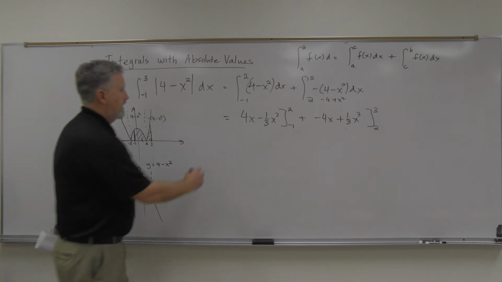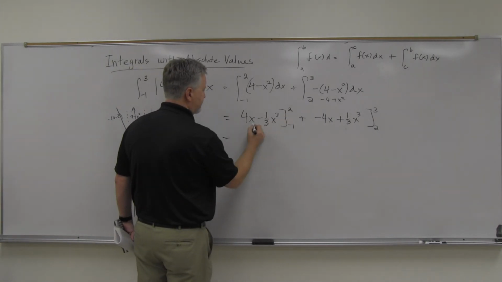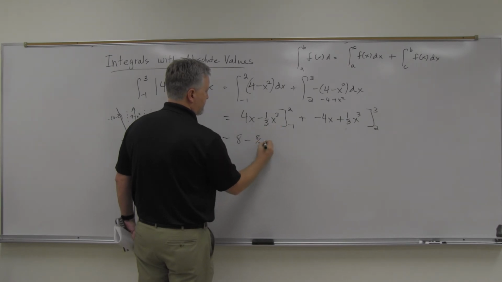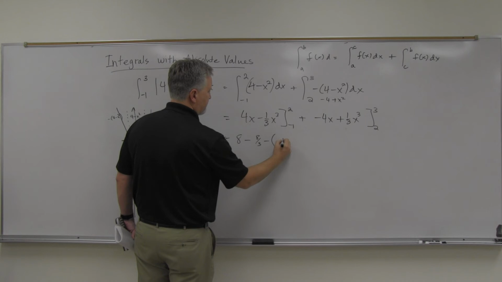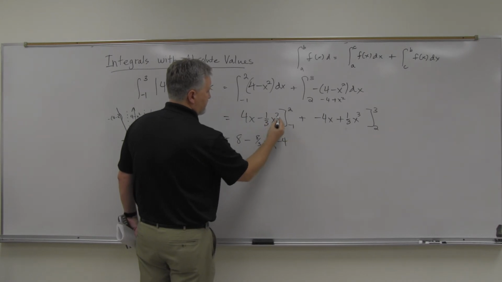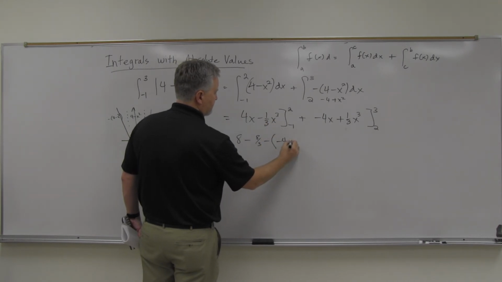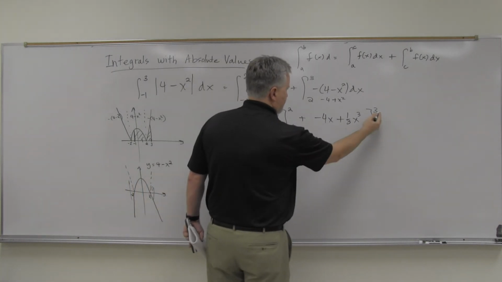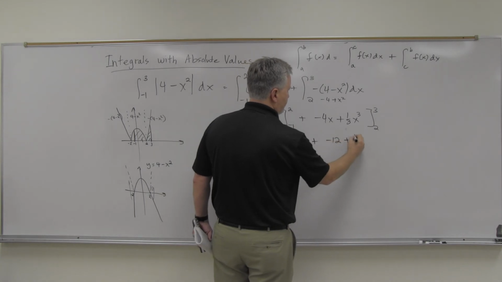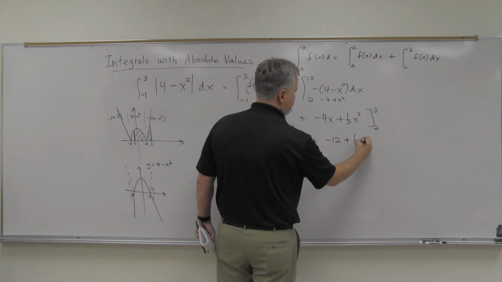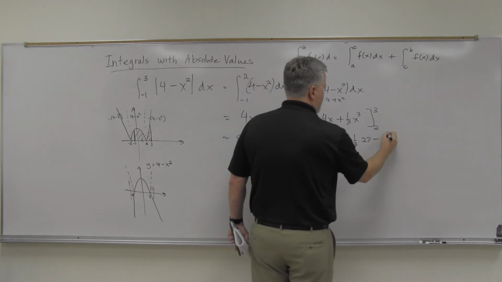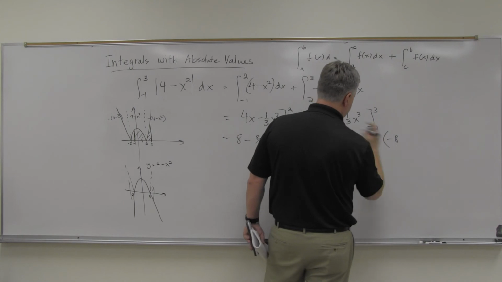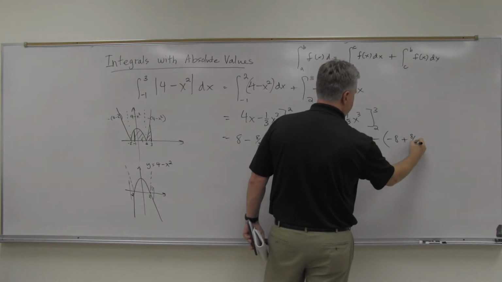All right, so now what do we got? Well, for this one, we plug in the 2 first. That'd be 8 minus 1/3 times 8, so that'd be 8/3. Minus, then plug in a -1, that'd be negative 4 minus 1/3 times -1 cubed, which is -1, so that'd be plus 1/3. Then over here, plug in the 3 first, that'd be negative 12 plus 1/3 times 27. And then plug in the 2, so it'd be negative 8, 1/3 times 8, so it'd be plus 8/3.